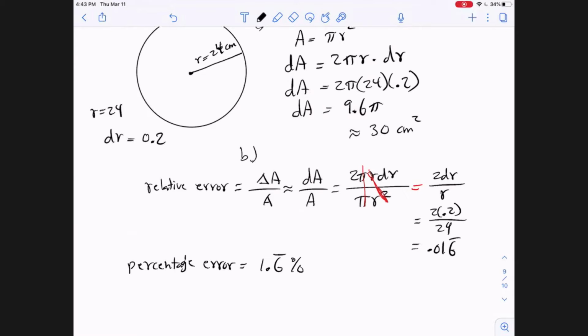If we're talking about something the size of a football field, 30 square centimeters is nothing. But if we're talking about something the size of a plate, like a plate that you eat on, then that's quite a bit of error. So it's all relative error. Relative error is the same thing. That's more than 1 percentage point.